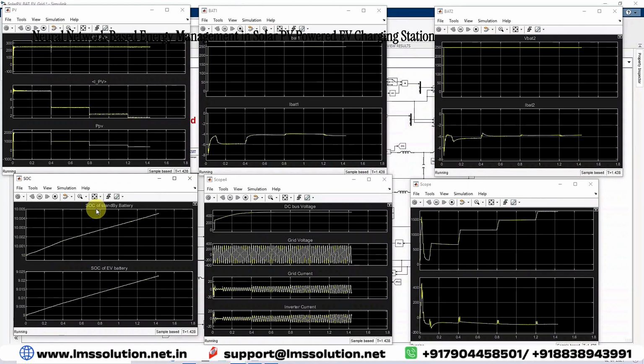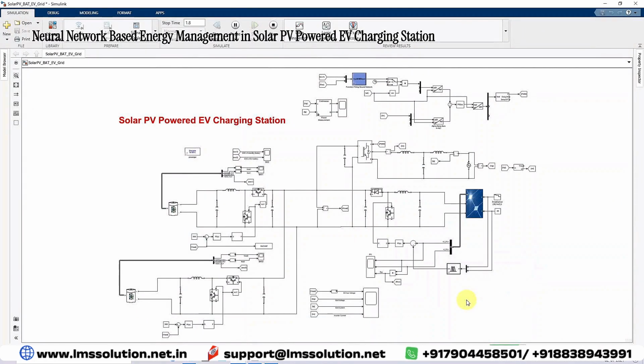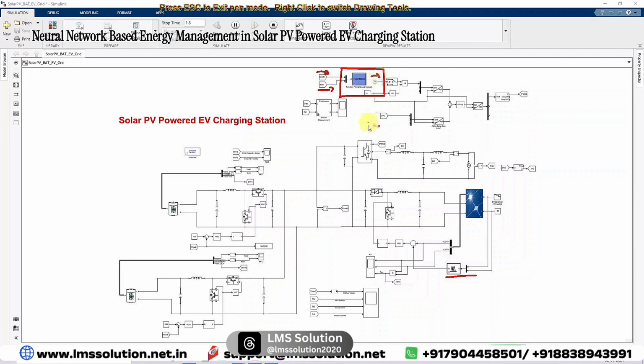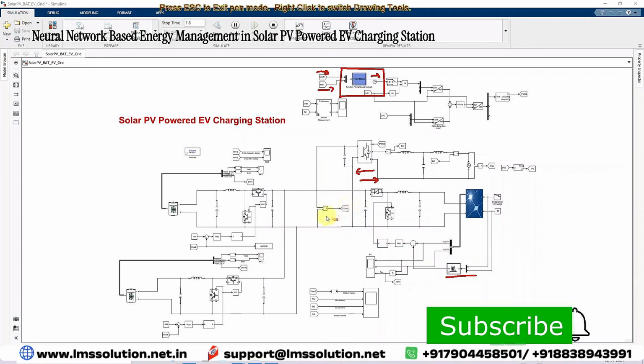This is the working of this solar powered EV charging station. This model has ANFIS MPPT and a neural network based energy management system. This neural network receives two inputs, SOC of the standby battery and PV power. Based upon this, it will generate the current reference. Based upon the current reference, this inverter will supply the power to the DC bus or receive the power from the DC bus. So this is the working of the solar PV powered EV charging station.